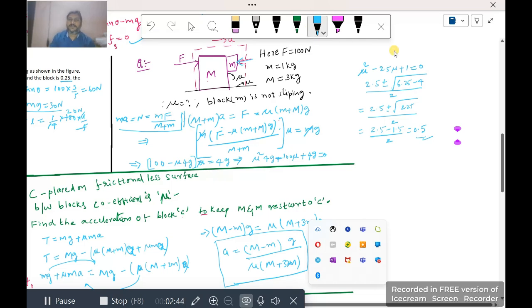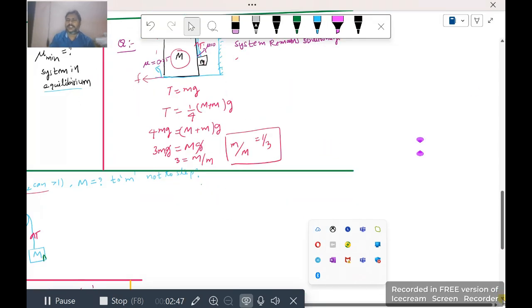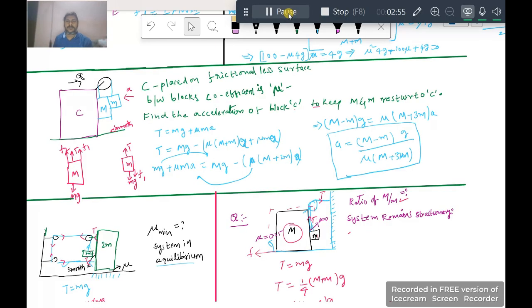So next, coming to the next example. Now another example. So here it is diagrammatically appearing somewhat difficult. So after seeing the given points, the free body diagram will be easy.